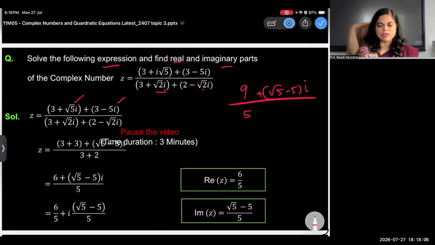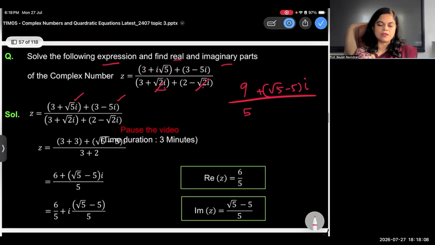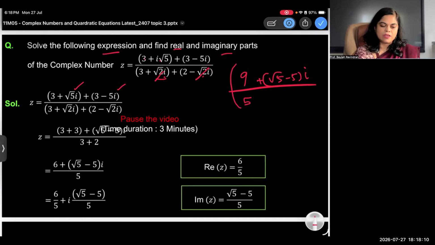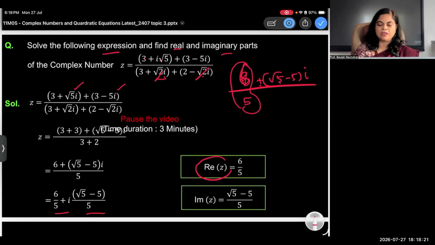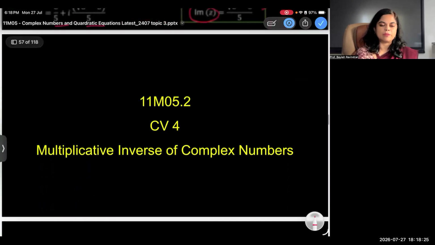And minus 2i plus 2i gets cancelled. Then you can write like... Okay, sorry, 3 plus 3, it is 6. 6 by 5 plus (root 5 minus 5) by 5 into i times. So it is the real part of Z, and this is the imaginary part of Z. Okay. So this is how you have to represent.